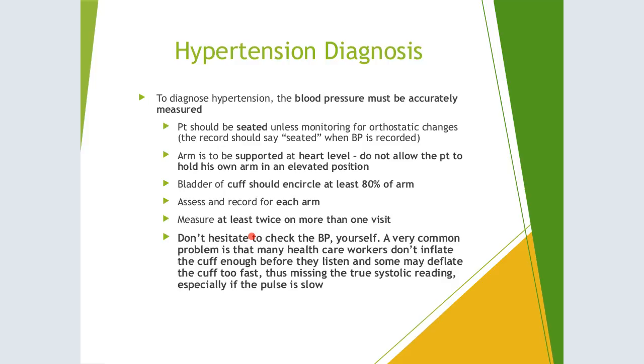I got your blood pressure cuff on. Let's lay your arm back down. That kind of thing. Make sure the bladder cuff encircles at least 80% of the arm. Assess and record for both arms, because they could have subclavian steal syndrome.